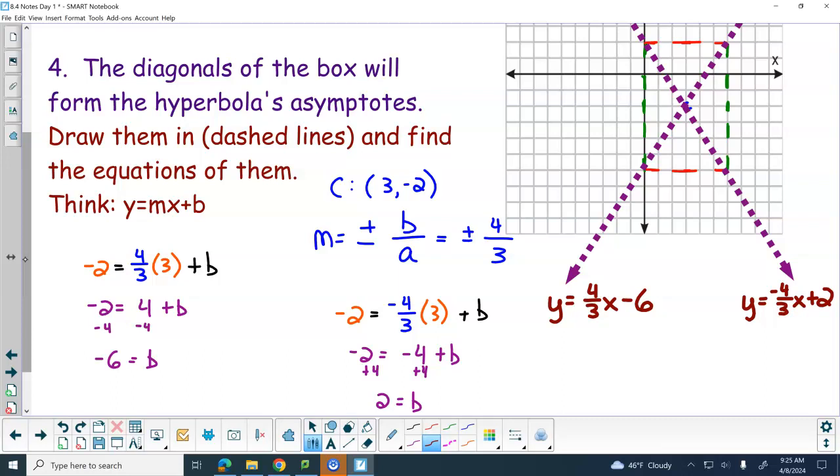Could we have gotten those right from the graph? We could have gotten those y-intercepts right from the graph, yes. But that's not always going to be the case where your y-intercept with the edge of a box is on the y-axis. Yeah? So, I'll teach you how to do all of that.